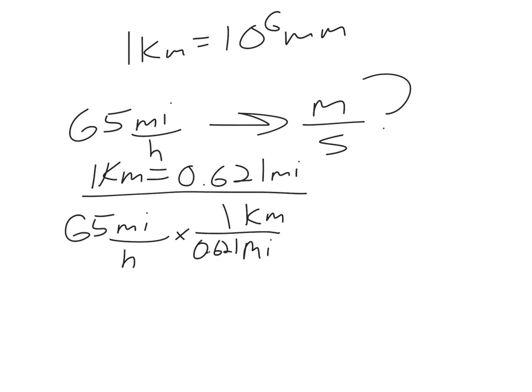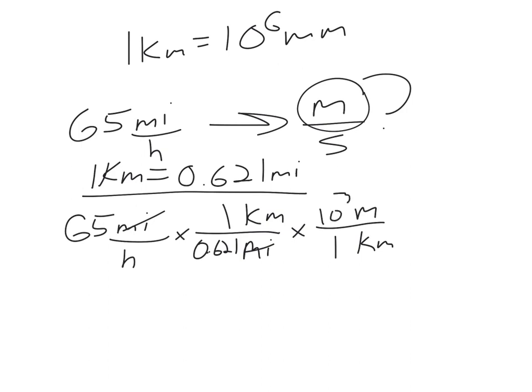Now, that will cancel my miles, but it leaves me with kilometers, and what I wanted on top was meters, so I actually have to keep going. So I'm going to multiply again. I want to get rid of kilometers, so I'm going to put them on bottom. I want meters, so I'm going to put them on top, and I remember from before that 1 kilometer is 10 to the third meters.